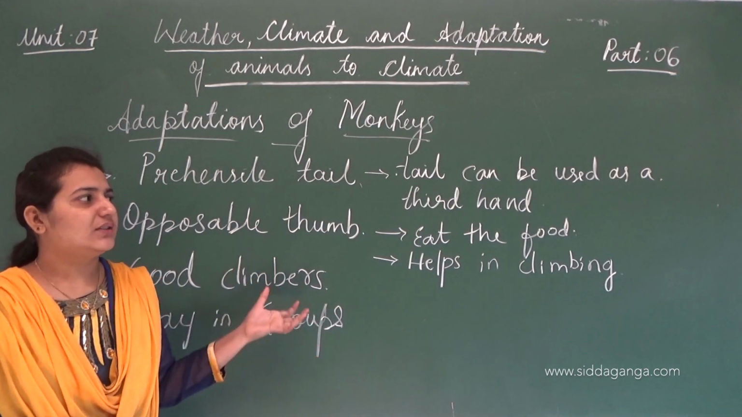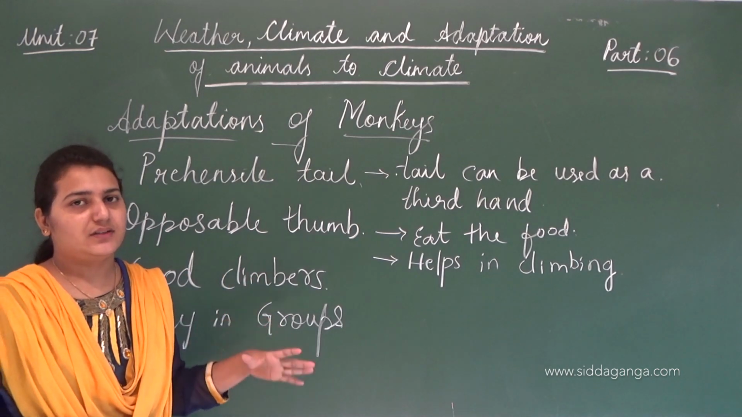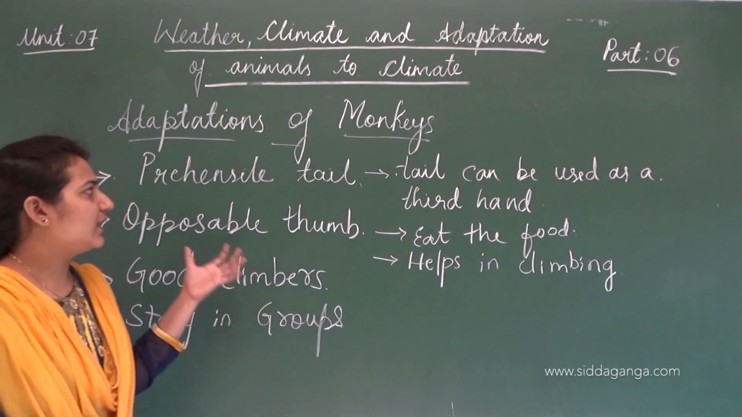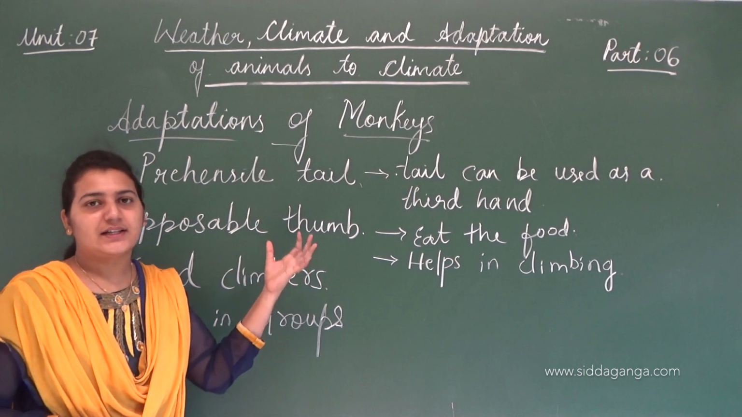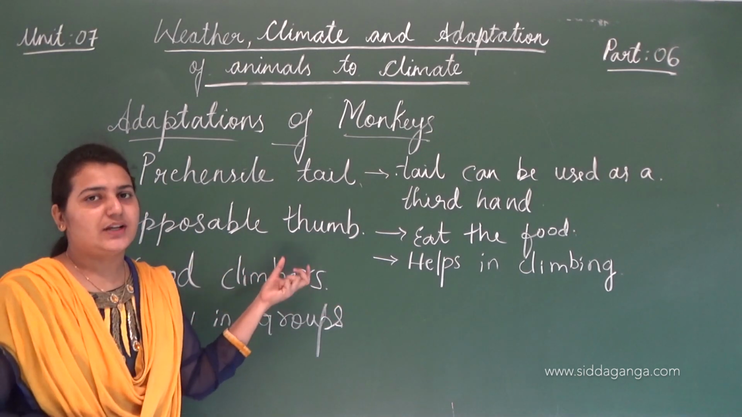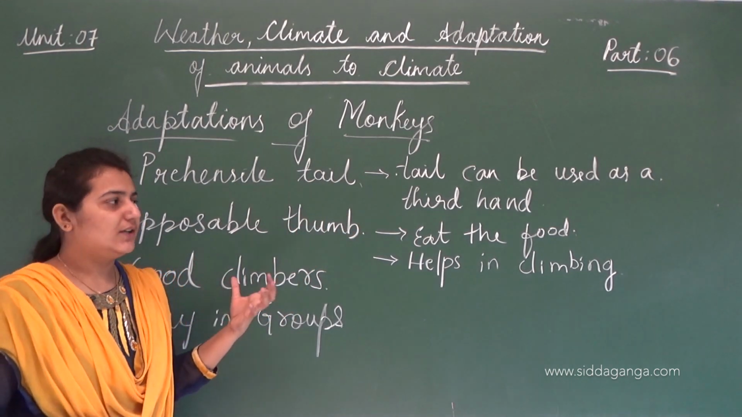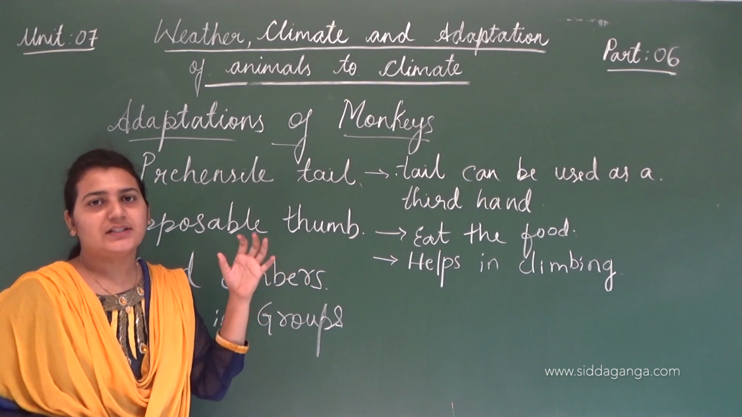Okay, so these are the adaptations of monkeys to survive in the place where they live. They have a prehensile tail, that is, the tail can be used as a third hand. Also, they have an opposable thumb. Opposable thumb means they can bend their thumb in both directions, so that they can easily eat the food and it helps in climbing.